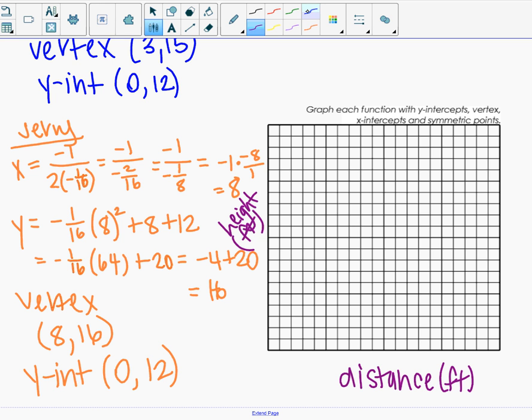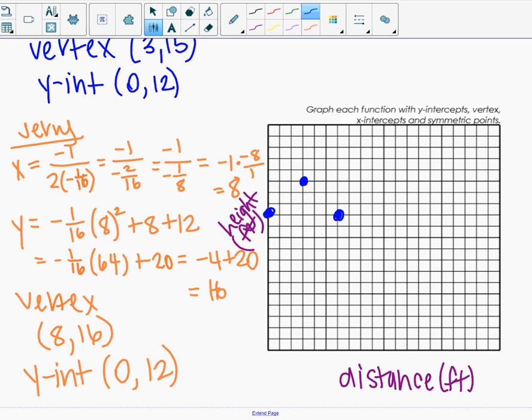We know that Tom has a vertex of 3, 15. So 1, 2, 3, 1, 2, 3, 4, 5, 6, 7, 8, up to 15. So he's here. And his y-intercept is at 0, 12, so here. Now I can do a symmetric point. For this, we went left 3, down 3. So I can go right 3, down 3, and at least get another point without having to do much work.